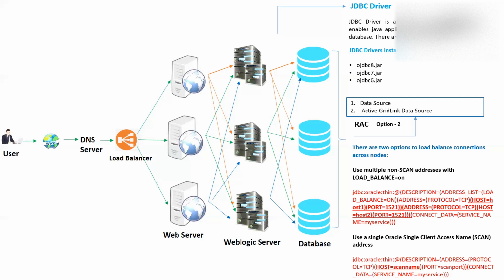So as a WebLogic administrator, if you are configuring an Active GridLink data source, then instead of defining multiple IP addresses or a single IP address for a data source, you can just define the listen address of your data source as the SCAN IP address. It will load balance the request to the backend multiple database instances.